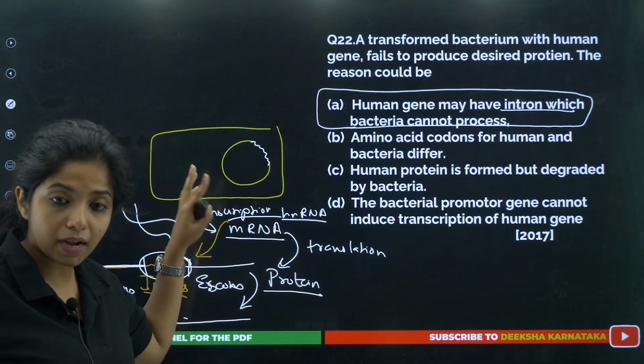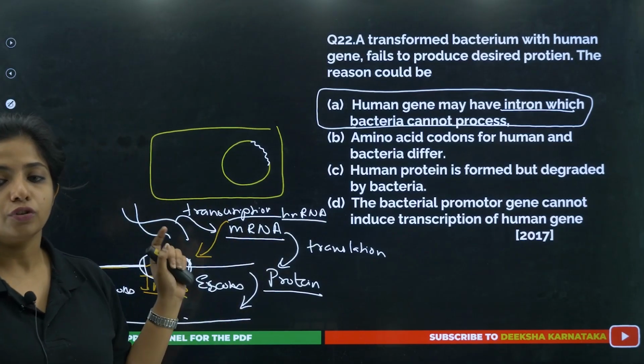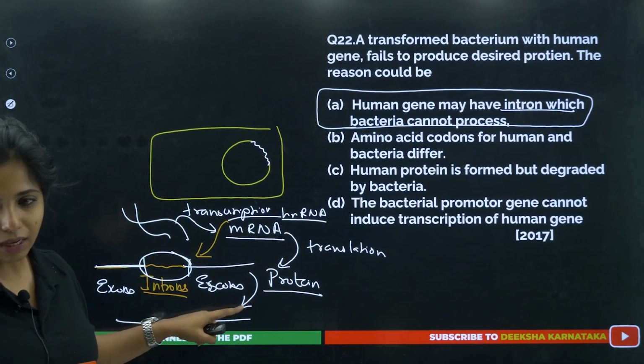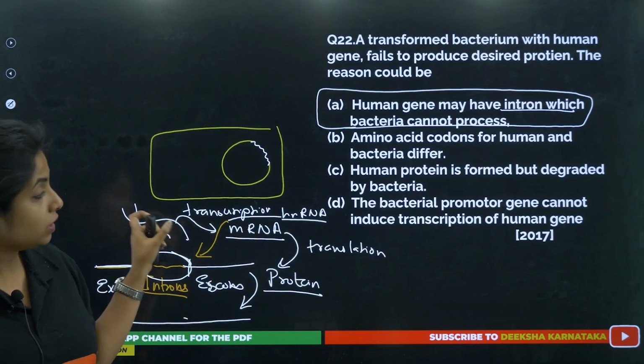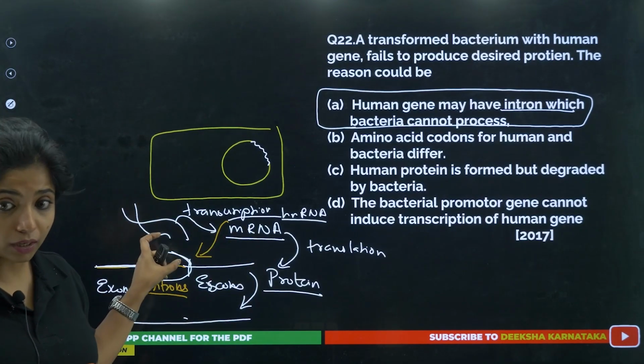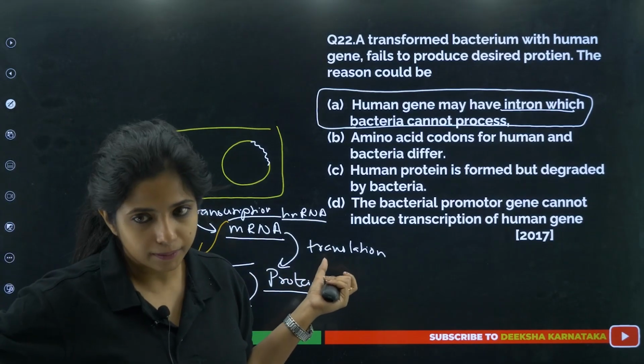Always remember, bacteria do not have introns, so they do not have the machinery to cut these introns off to make a strand of exons like this, which is actually known as mRNA. So we have to make sure the gene of interest that we are putting does not have intron non-coding sites in it. Then only things would be working.